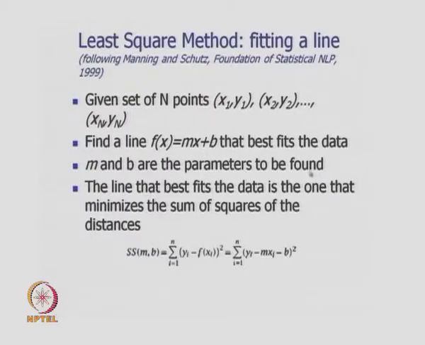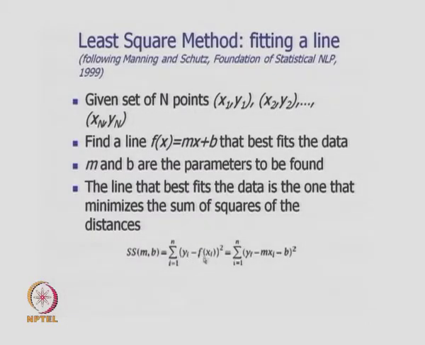Now, what is the meaning of the line that best fits the data? The line that best fits the data is the one that minimizes the sum of squares of these distances. So, we would like to find a line such that the points which are given, (x1, y1) up to (xn, yn), are at least distance from the line. So, the sum square distance of each point from the line is taken and minimized.